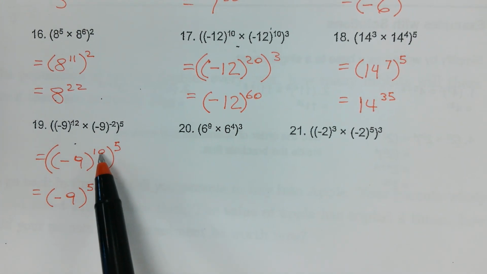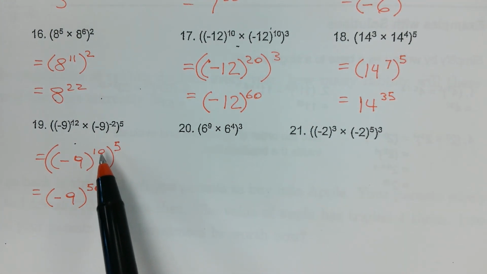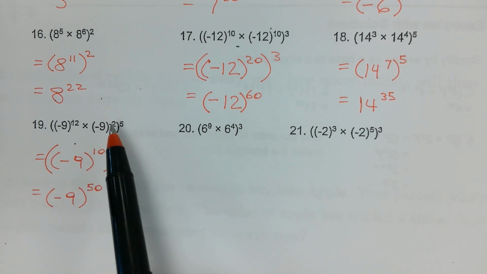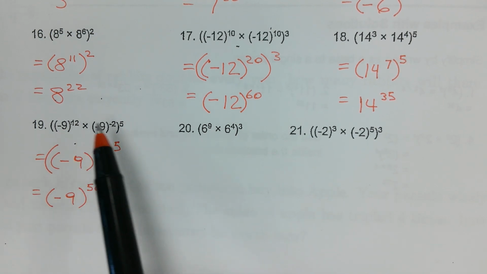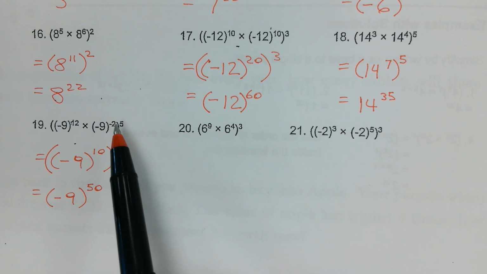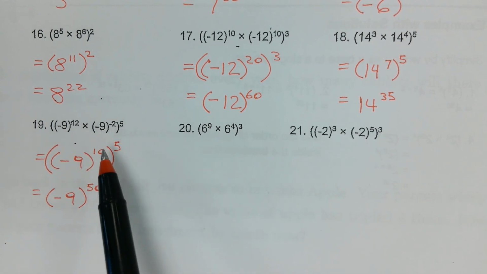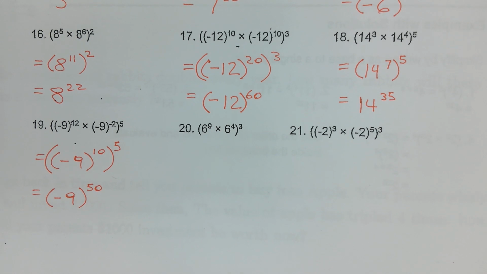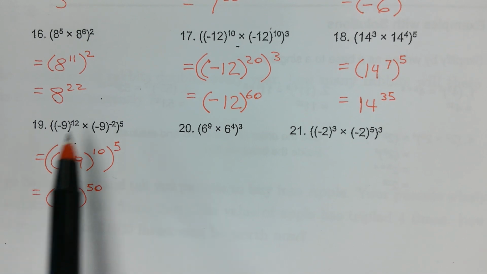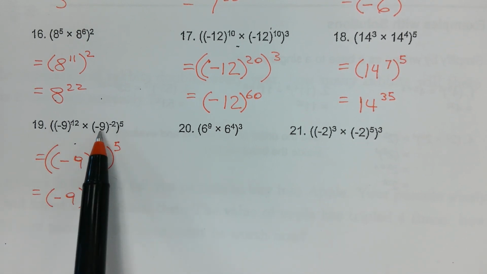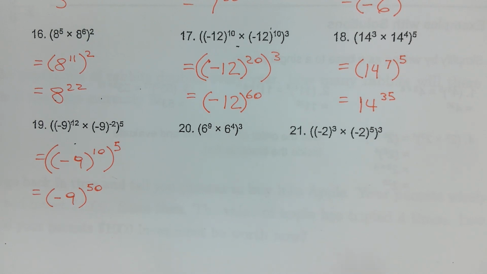Perfect. Why is this 10? How did she get 10 right here? Annie? Yeah, 12 plus -2. So 12 plus -2 gives you the 10, not 14. Okay, so it works the same way for negative exponents because the base is the same. We do the same thing.